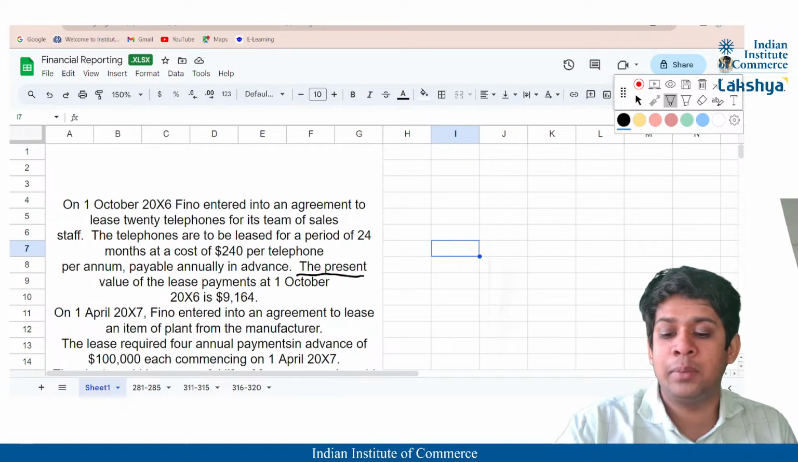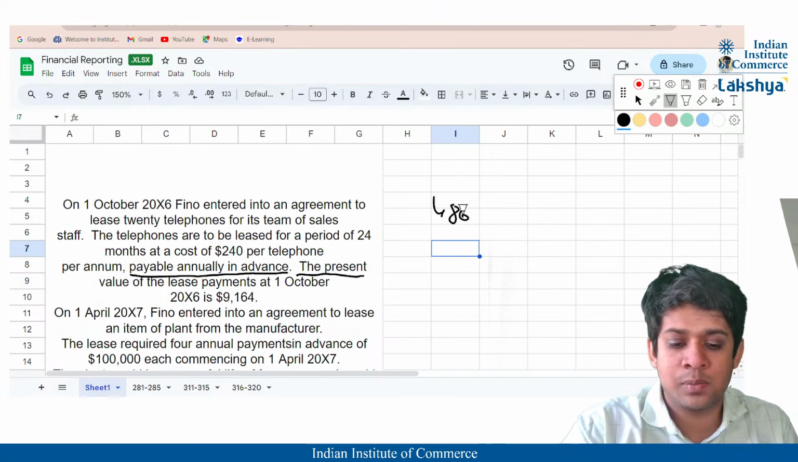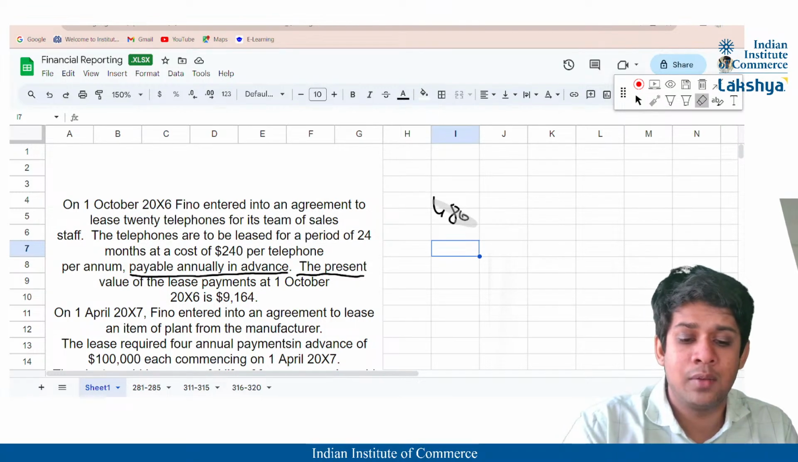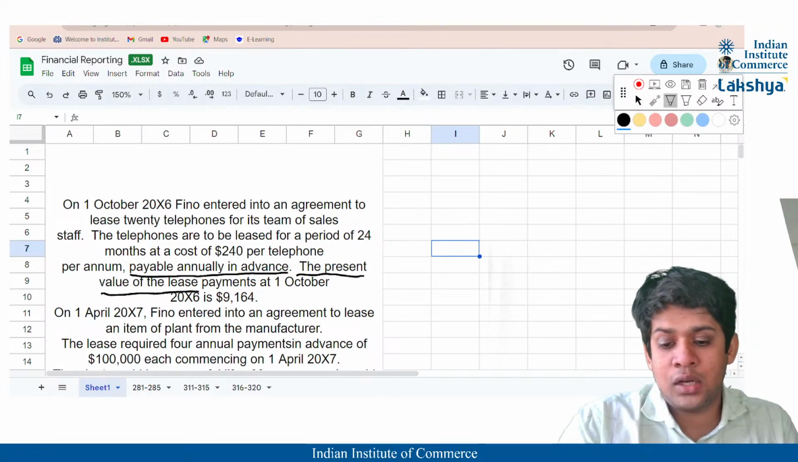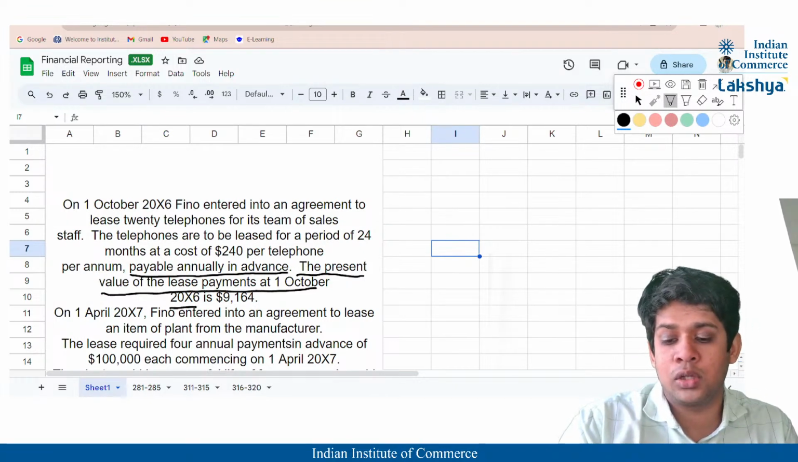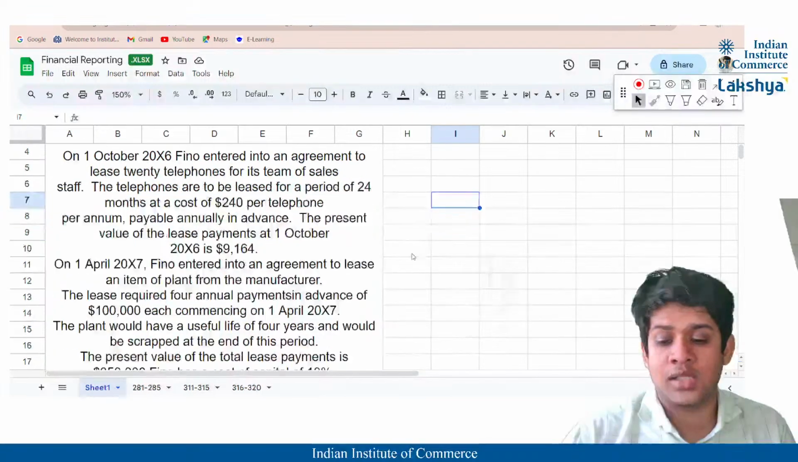So we don't need to calculate, because before that, it is payable annually in advance. So whatever is the $4,800 which is paid, I'll explain how that is paid. That is payable annually in advance. The present value of the lease payments at 1st October 2016 is $9,164. So the present value of the lease payments is already given to us.